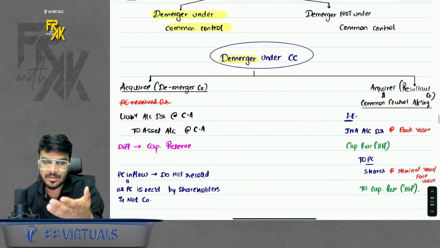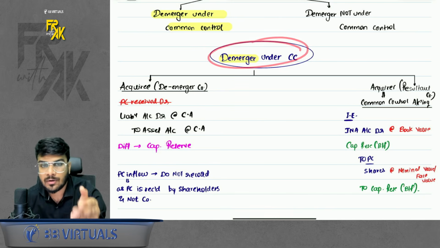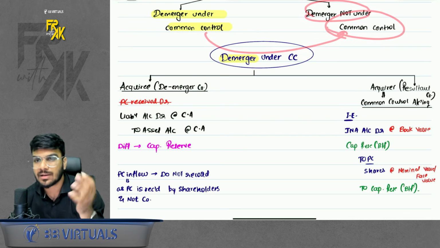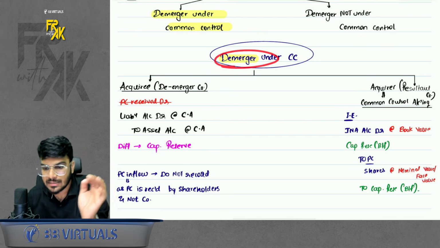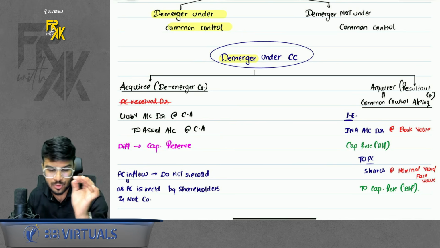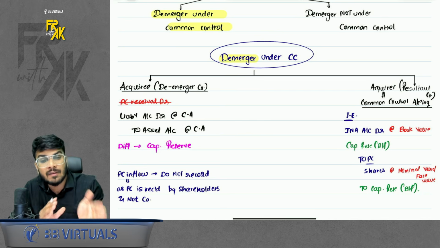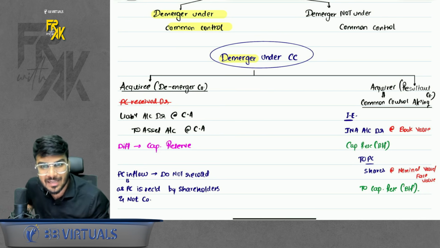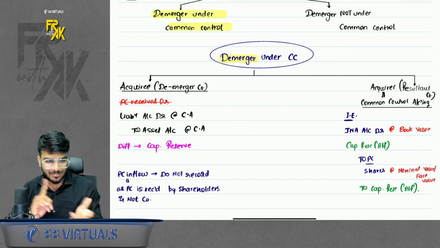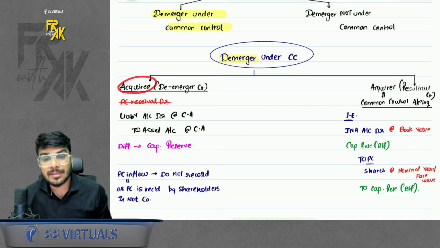Sir, what difference does it make? In case of demerger under common control, the accounting is different compared to demerger not under common control. Now, what is the accounting? It is very simple. Demerger is the only case where you will pass the entries in both the companies' books. Normally, in case of Ind AS 103, we pass the entries only in the books of the purchasing company. But demerger is the only case where we will pass the entry in both the companies' books. Okay, so what entry will come in the books of the acquiree?